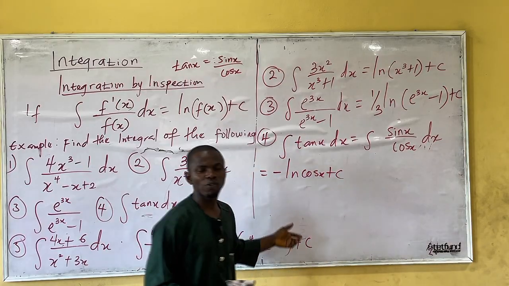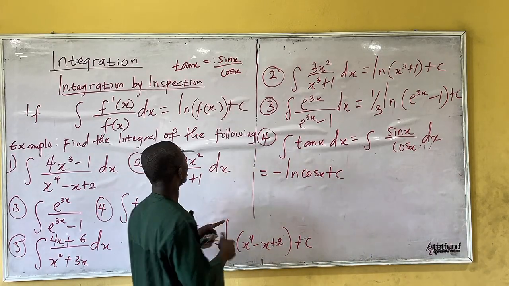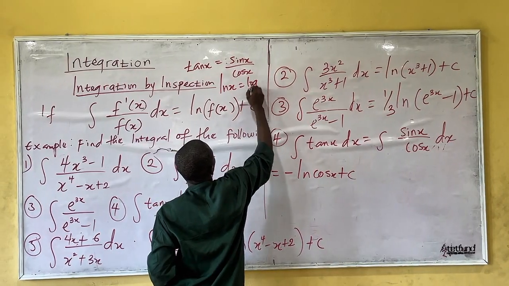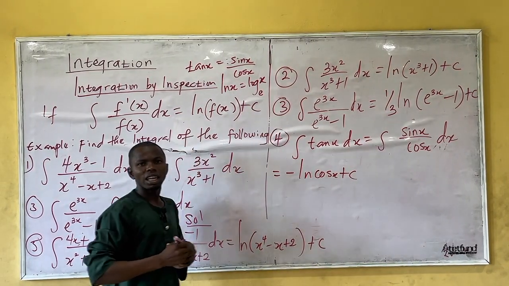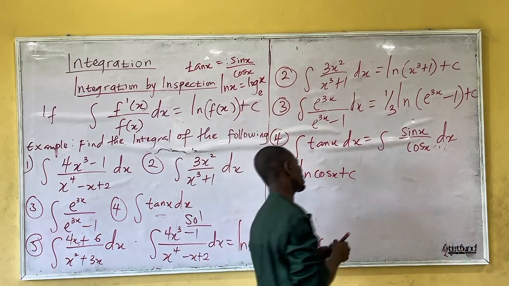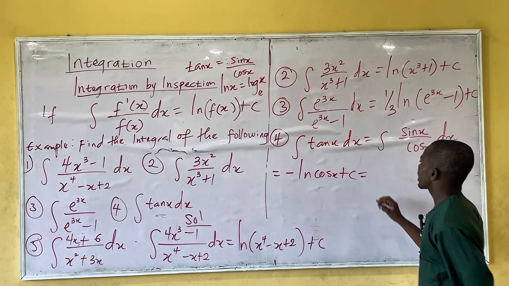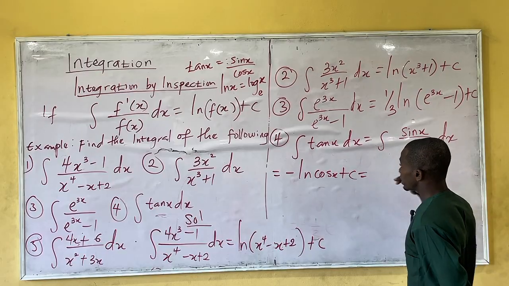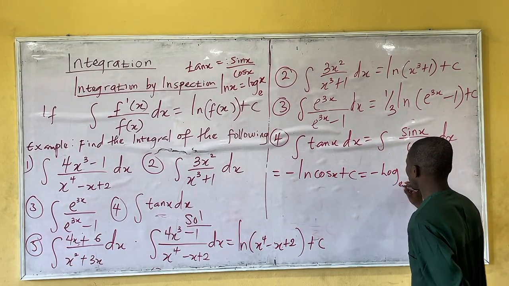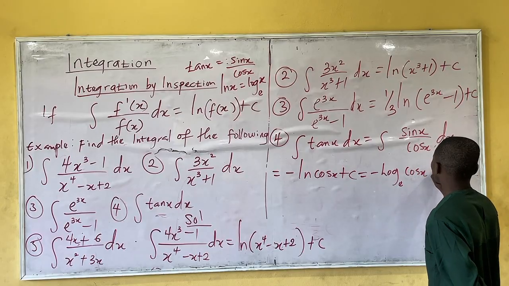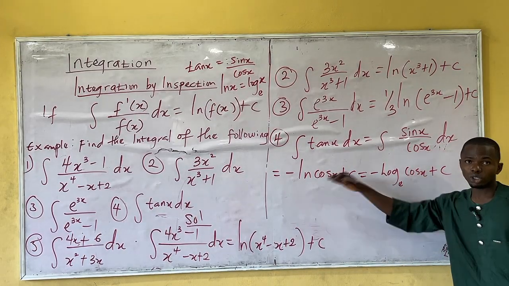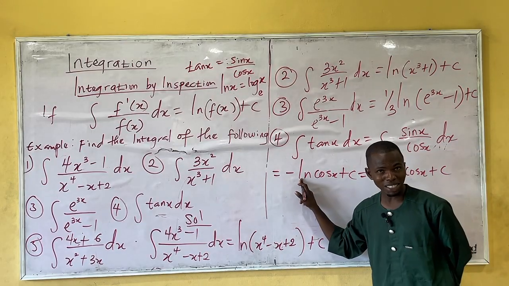Now, according to the law of logarithm, note that ln of x, I've said it earlier, means log of x base e. So I can still write this as minus log base e of cos x. It is not compulsory, it can be like this. Just showing that it can be like this. I'm still writing the same thing.